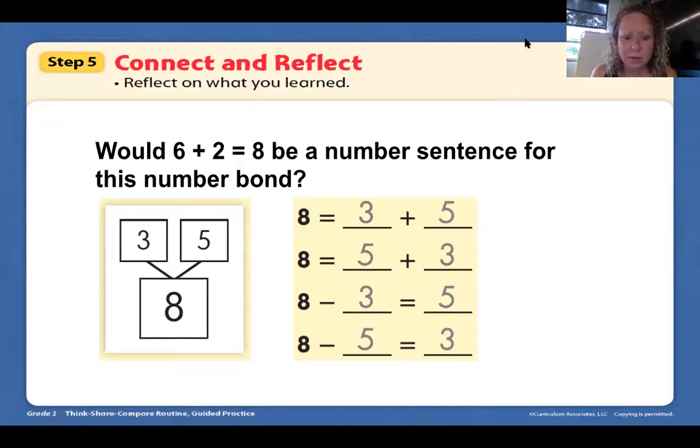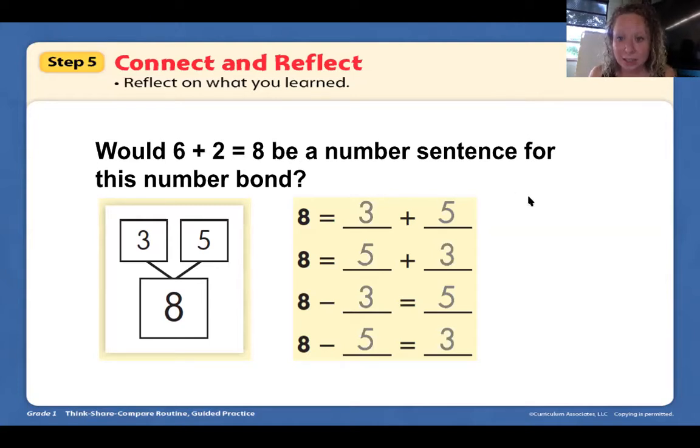So let me ask you, I know that 6 plus 2 equals 8. Could I use that as a number bond sentence? No, I couldn't. Let's look at the numbers that this number bond gave us. It gave us 3, 5, and 8. It did not give us 6, 2, and 8.